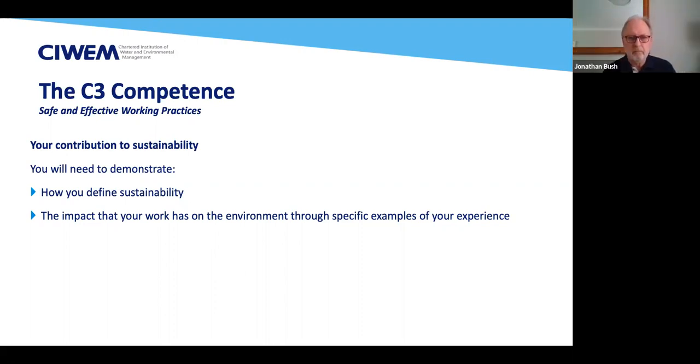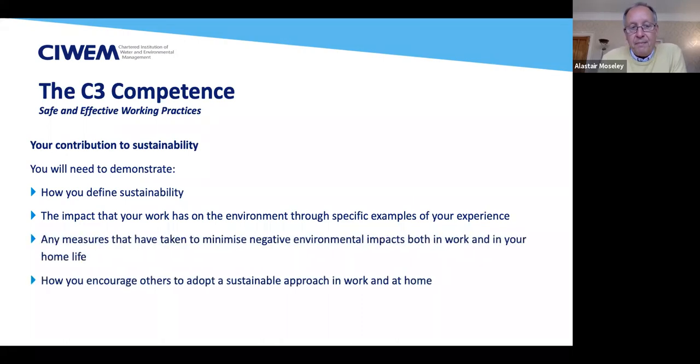You need to demonstrate you understand the impact that your work has on the environment through specific examples. So again, this is a good opportunity to bring a project example in here to illustrate that. And any measures that you've taken to minimise negative environmental impacts both in your work but also in your home life. Apologise for the bleep there. And how you encourage others to adopt a sustainable approach in work and at home. So you can see we're blending now sustainability as being a lifestyle choice. It's about behaviours. And as a chartered water environmental manager, we want to know that sustainability is one of your core principles and that you fully understand what that means.